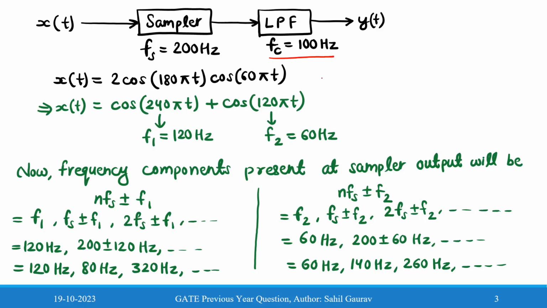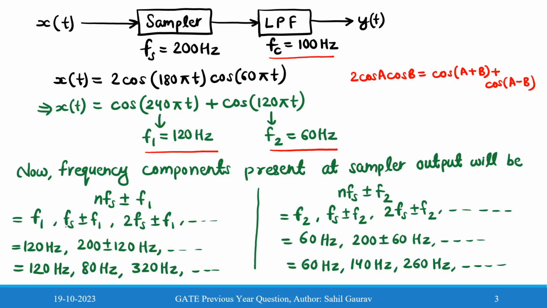How do we get this? It comes from the relation 2 cos a cos b equals cos(a plus b) plus cos(a minus b). On using this expression, we get the frequency components of the input signal, that is 120 hertz and 60 hertz. Now we find the frequency components present at the sampler output.